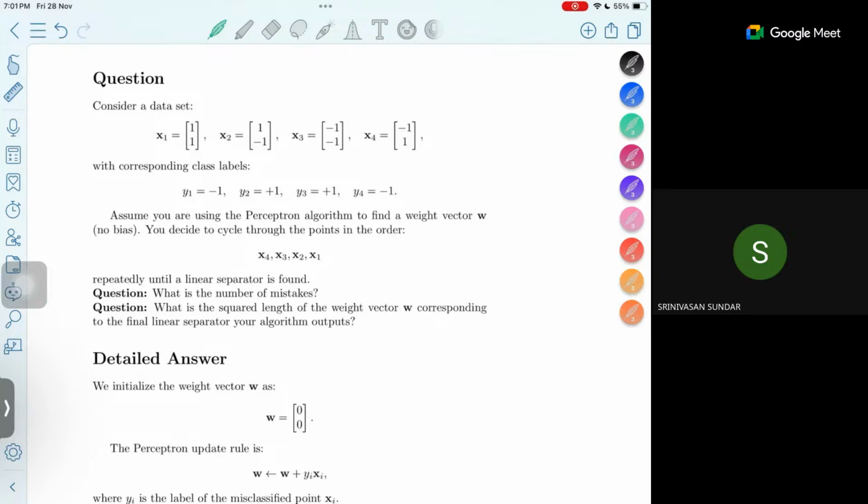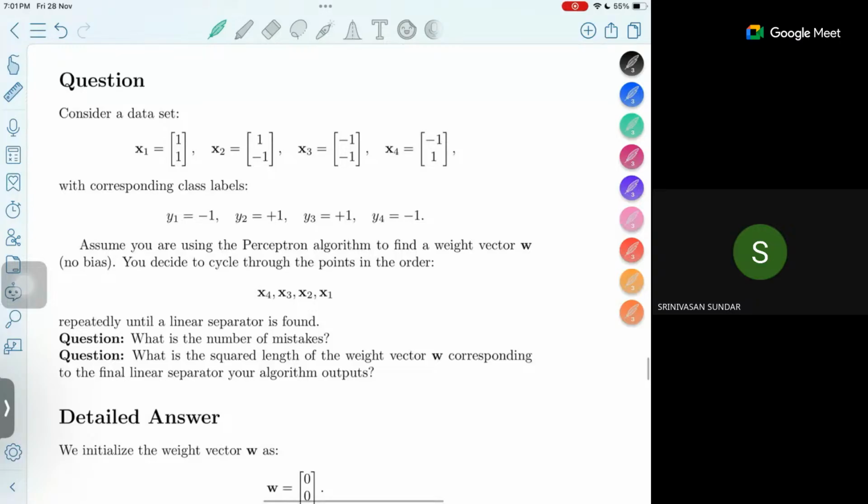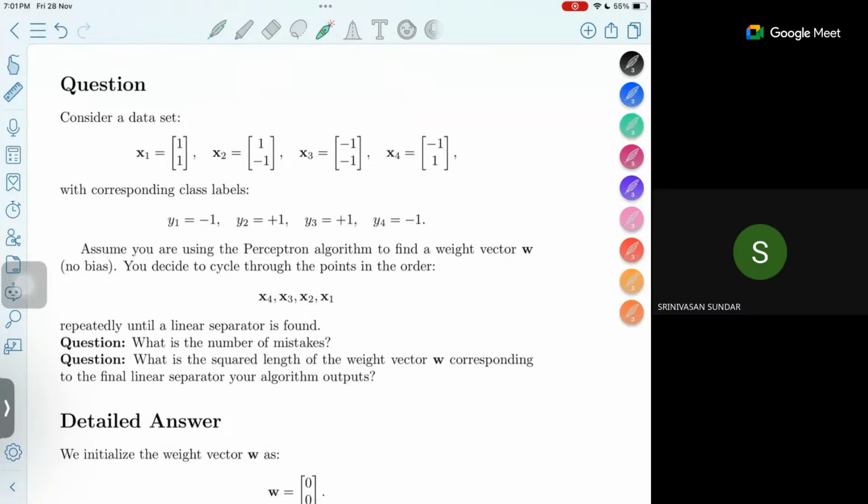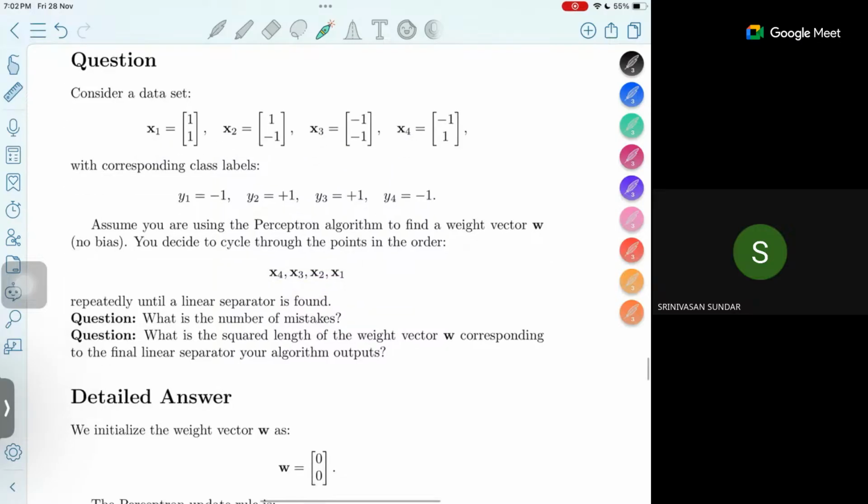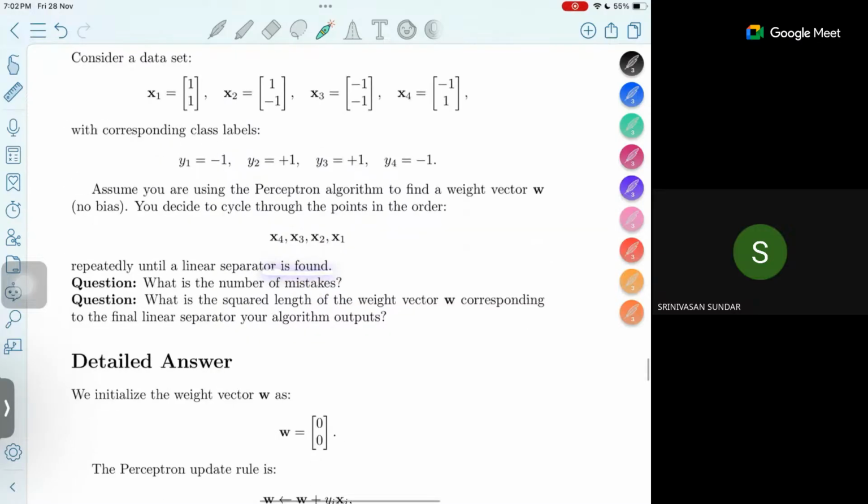Okay, so let's consider this data set. Let's say we are using perceptron to find a weight vector W, and we decide to cycle through the points in this order. Normally, if nothing is given, we'll use the same order, x1, x2, x3, x4. But here they've given an order, x4, x3, x2, x1, until a linear separator is found. The question is asking, what is the number of mistakes? And secondly, what is the squared length of the weight vector corresponding to the final linear separator your algorithm outputs?